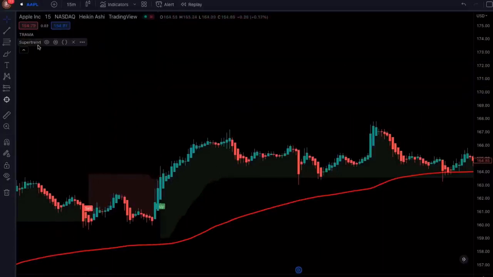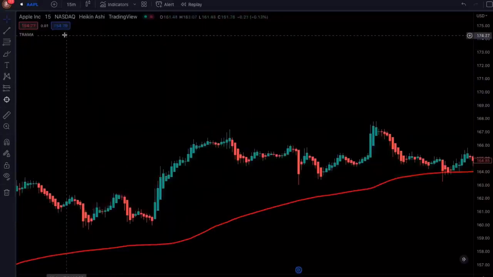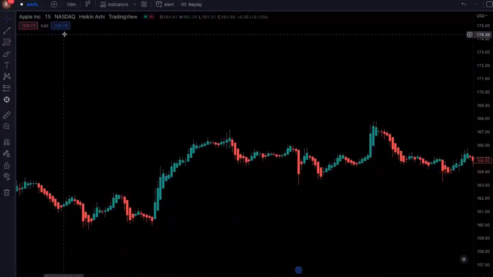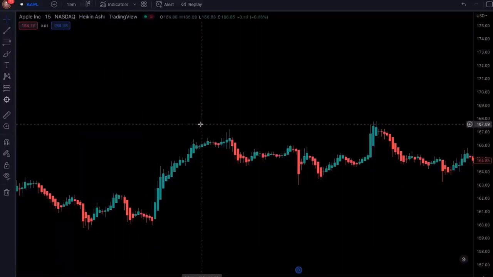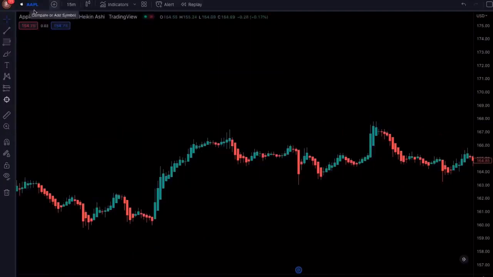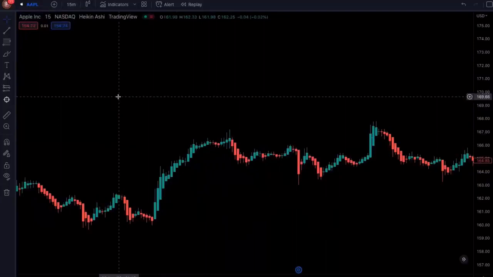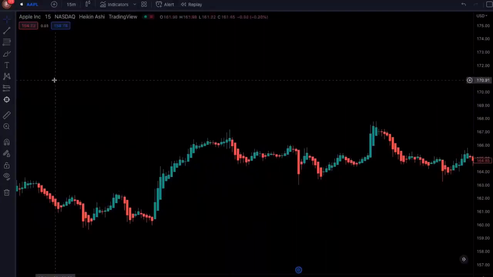All right. So first thing you're gonna do is go into TradingView and change your candles to Heikin-Ashi. This strategy works with Heikin-Ashi candles, and we're doing this on the 15-minute time frame with Apple. And again, nothing in this video is financial advice. It is for information and educational purposes only.